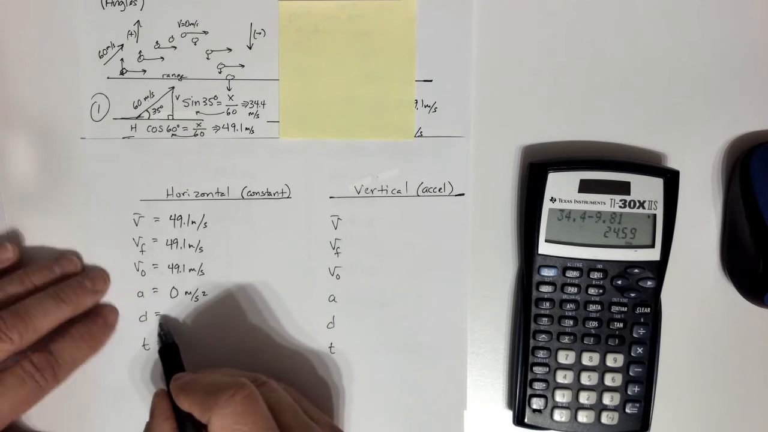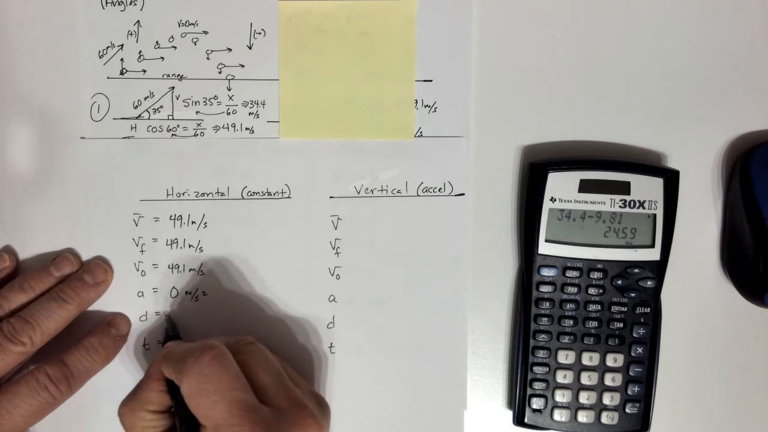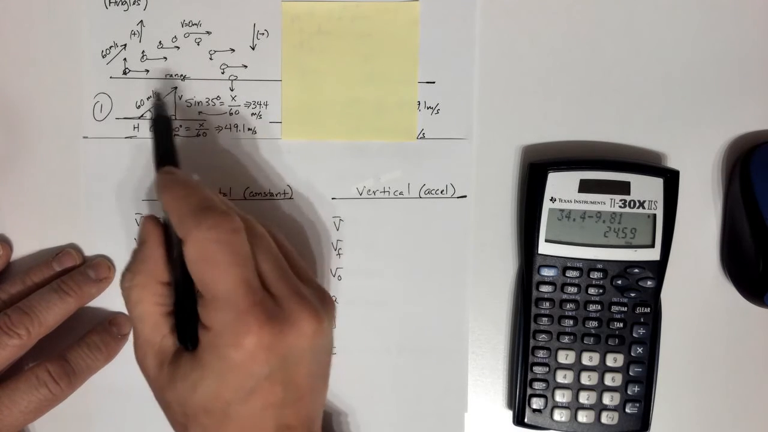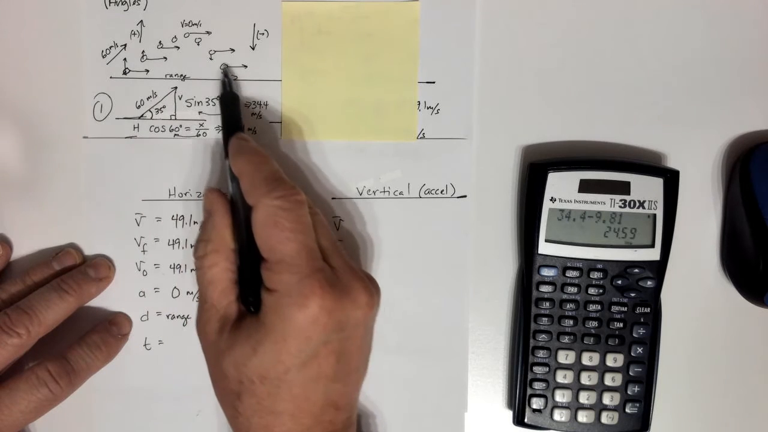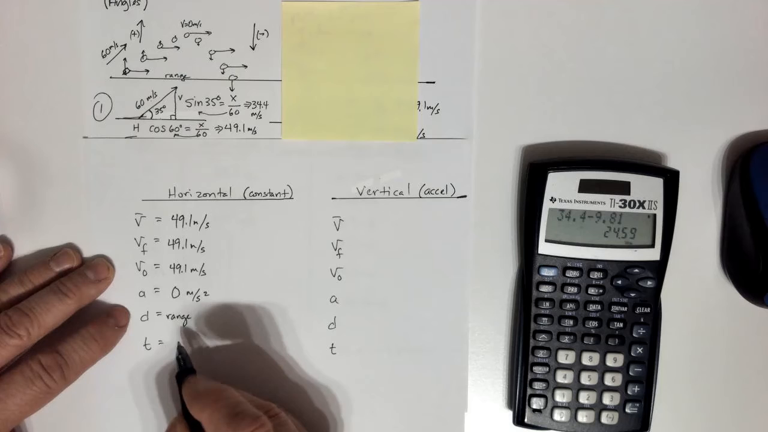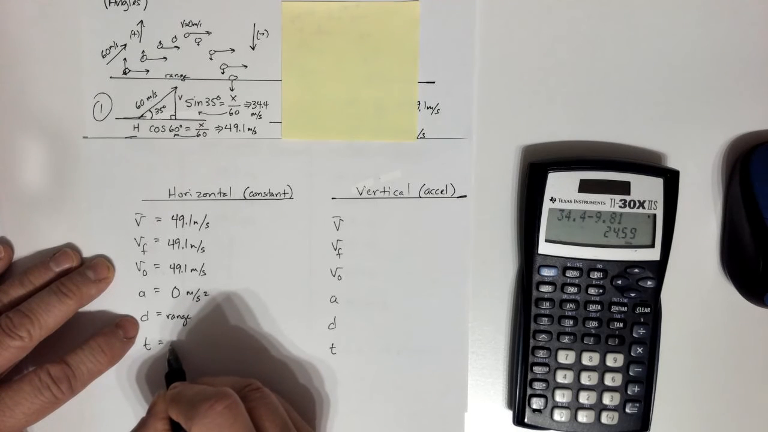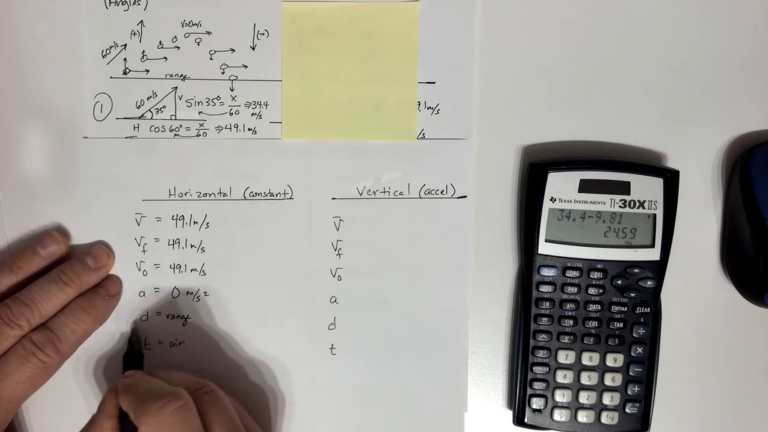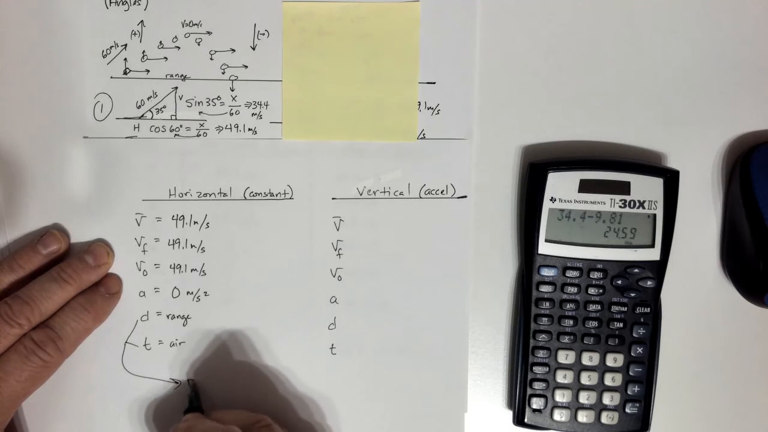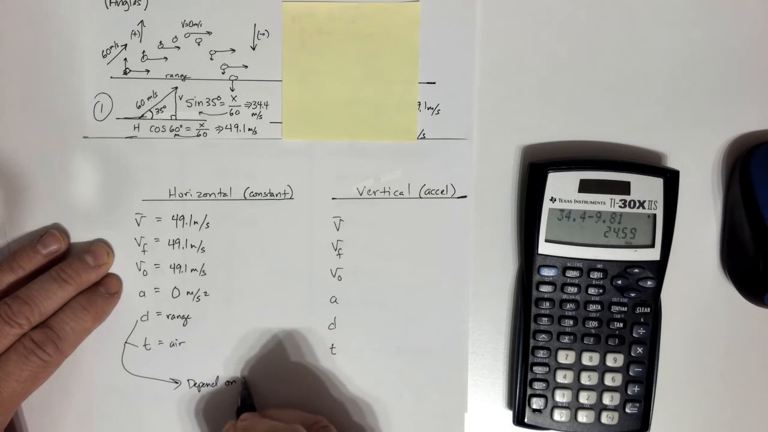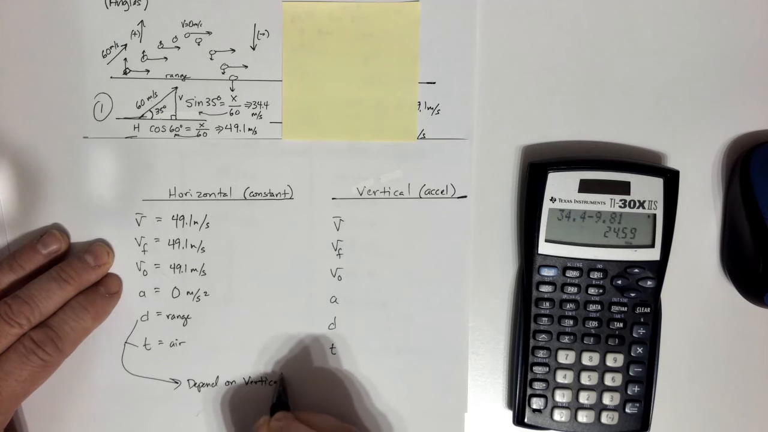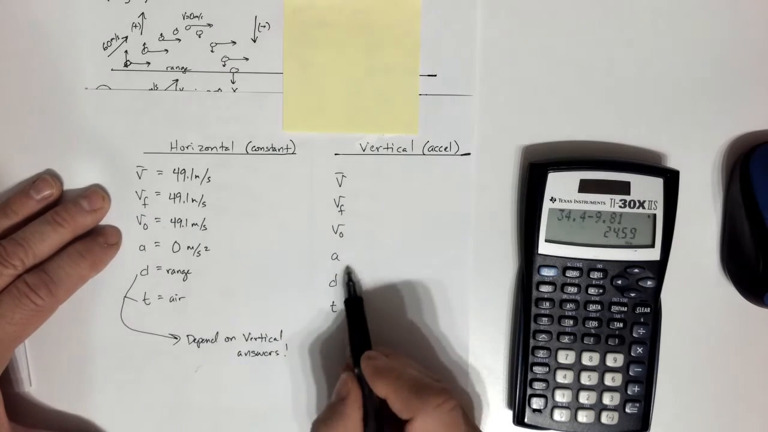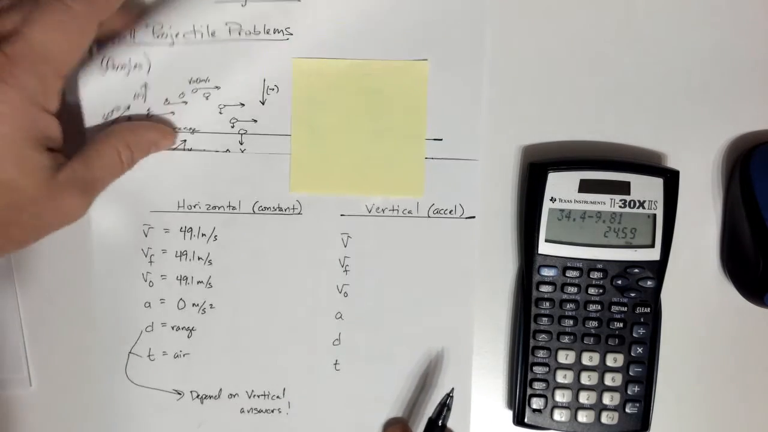Pretty easy. Well, but this is called the range. And we can try to figure out how far it went, but we can't do that until we've analyzed all of the vertical part. So this range answer and this time in the air, they depend on this information. So these two depend on vertical answers. And so I need to finish this list over here first before I can go on. Okay? So let's do that.